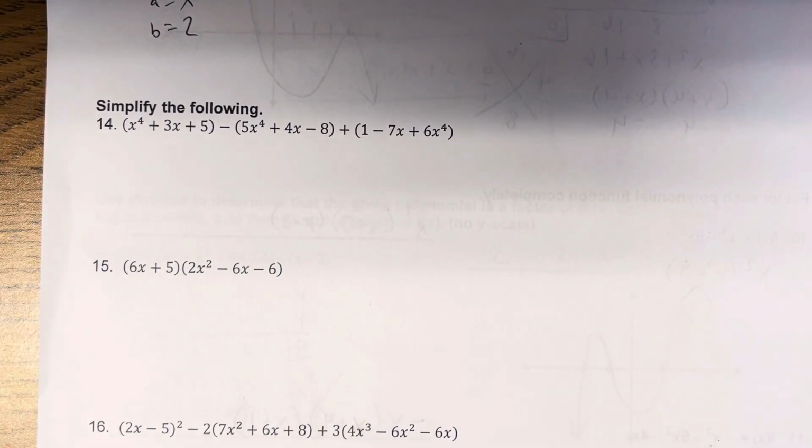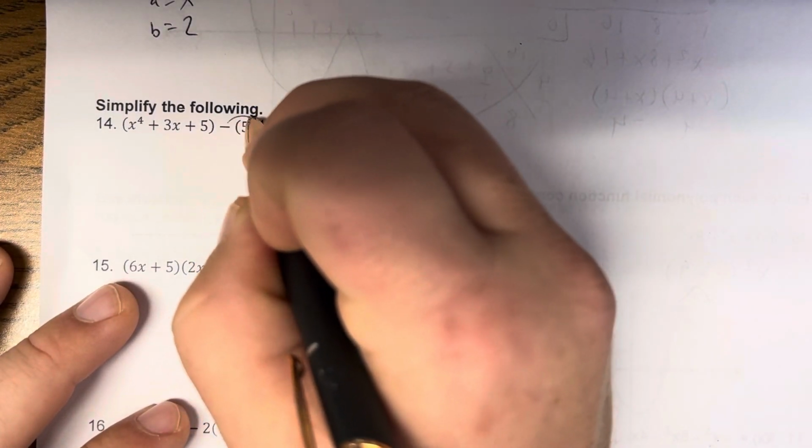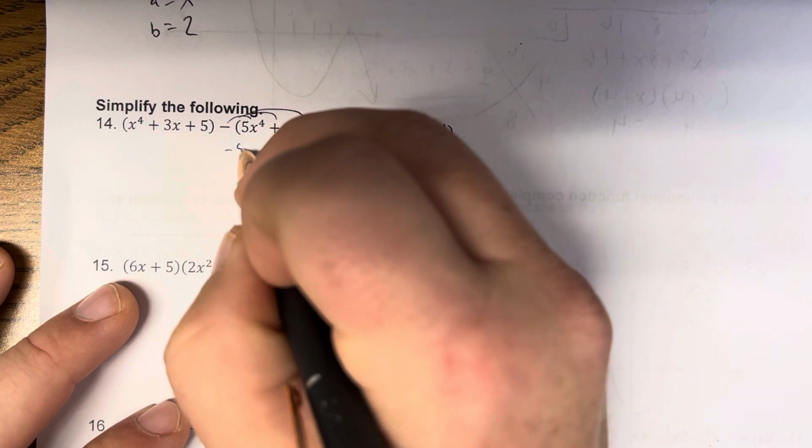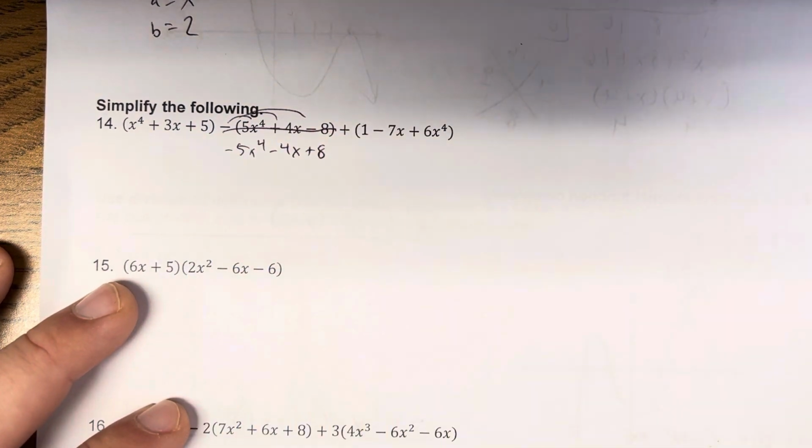Simplify the following. Is just combining like terms, multiplying, whatever we need to do. Since we have this negative, it's going to change all of these signs right here. So negative 5x to the 4th, negative 4x, and positive 8. And now we'll just combine like terms.